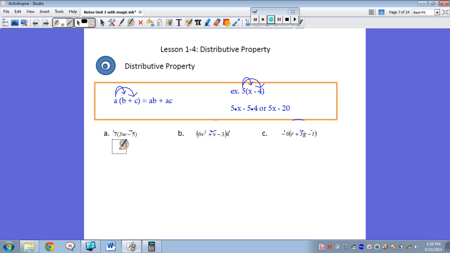Alright, looking at example A, the same thing. You've got the 7 on the outside, you want to distribute the 7 to the 3w, and the 7 to the negative 5. So 7 times 3w is 21w, okay, and then 7 times negative 5 is negative 35. There's nothing you can do there as far as simplifying, so you can just leave that as your answer.